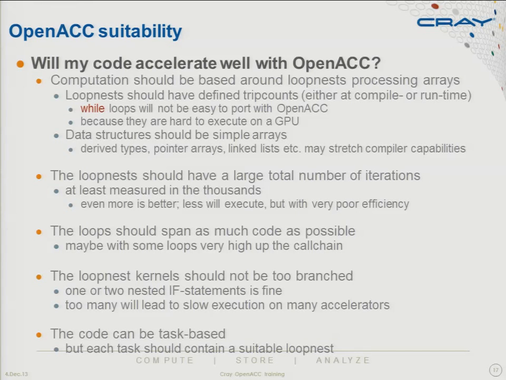It'll work with fewer, but the GPU won't be very efficient. The loops should span as much of the code as possible. You should maybe have some loops very high up the call chain. If you're in a loop, you shouldn't have too many if statements. The code can be task-based, but each task should contain loop nests so that we've got this parallelism in there. And then we can also find ways to overlap the different tasks in the code.